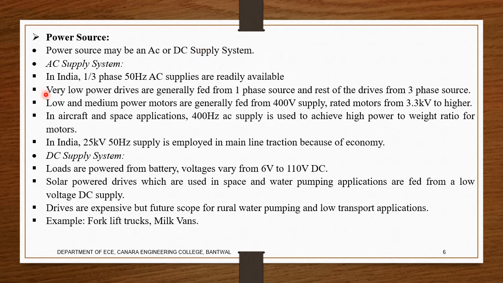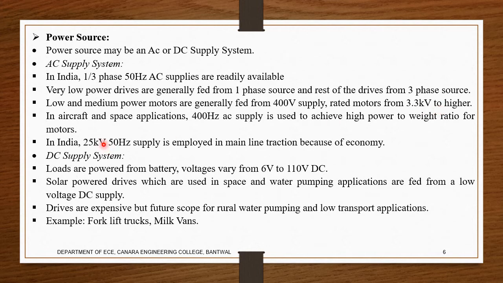There are very low power drives which are generally fed from a one-phase source, and the rest of the drives from a three-phase source. A one-phase source we can usually use for TVs and so on, but when you go for pumps, fridges, and water pumps, we require a three-phase source. Low and medium power motors are generally fed from a 400 volt supply, and rated motors from 3.3 kilovolts to higher.